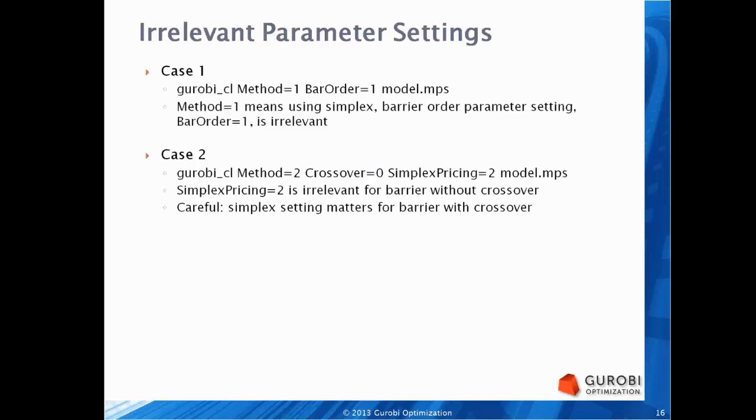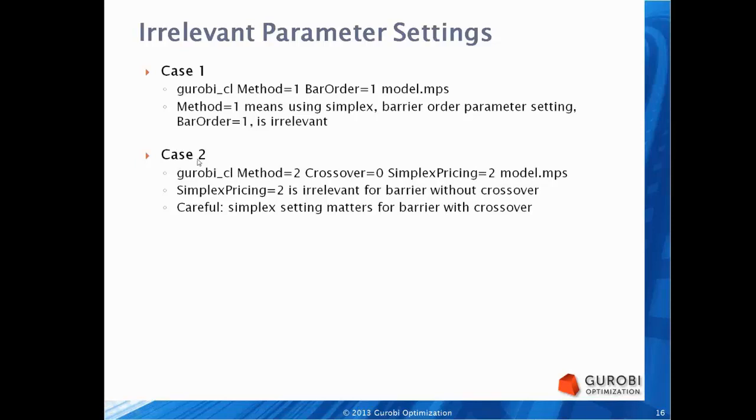Now let me talk about interaction between parameters. There are irrelevant parameter settings. Here are 2 examples. If you're using command line, you first have method set to 1 and the BarOrder equal to 1 to solve a model. You know method equal to 1 means using dual simplex. Then BarOrder has no impact.